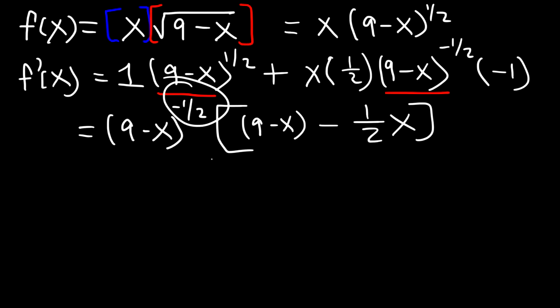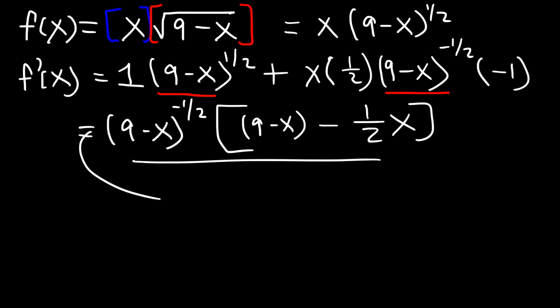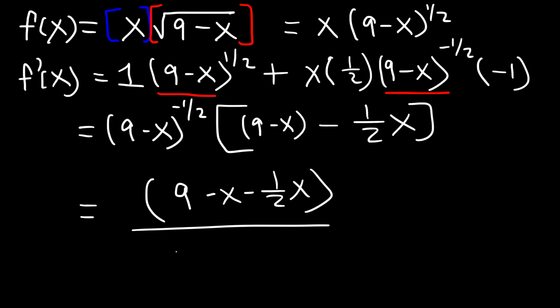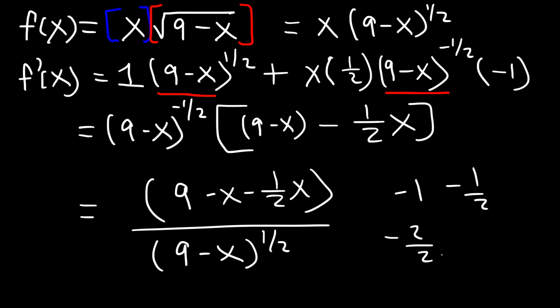To make the negative exponent positive, I'm going to move this to the denominator. So on top we have 9 minus x minus 1/2 x. And on the bottom, it's 9 minus x raised to the positive 1/2. So what is negative x minus 1/2? Negative 1 minus 1/2. Negative 1 is the same as negative 2 over 2. And negative 2 minus 1 is negative 3. So it's negative 3 over 2.